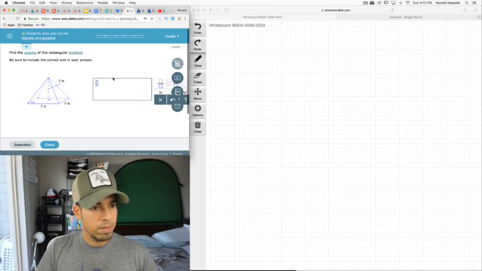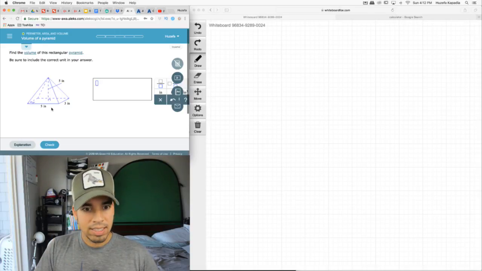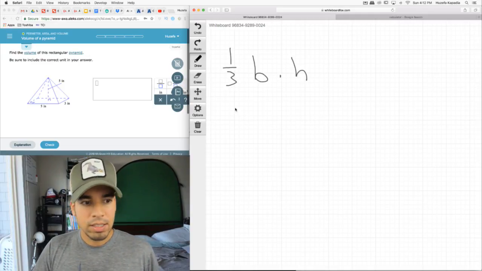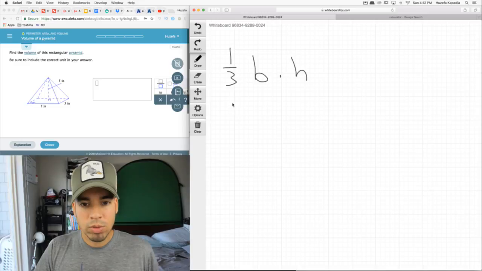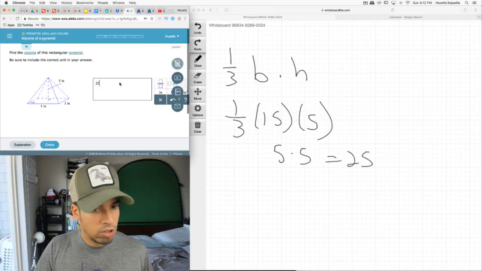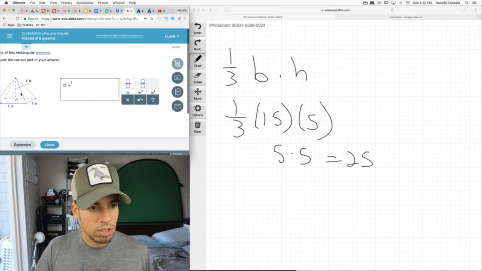Volume of a pyramid. Okay. So the way we calculate the volume of a pyramid is we do the base, whatever this base is, so it's 5 times 3, which is 15. We do the base times the height times 1/3. Okay. So in this case, my base is this rectangle, so 5 times 3, which is 15. And the height is 5. And there we go. So 1/3 times 15 is 5. Times 5 is 25. And since we're talking about volume, we're talking about inches cubed.